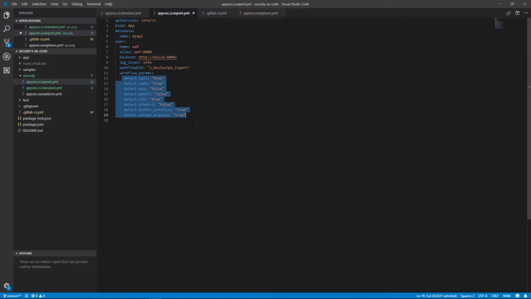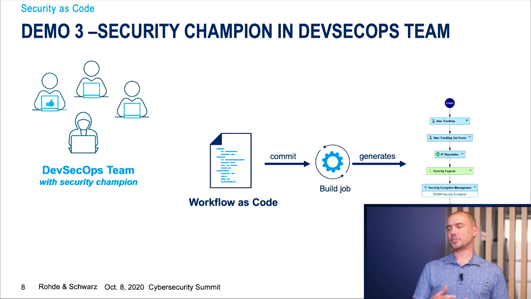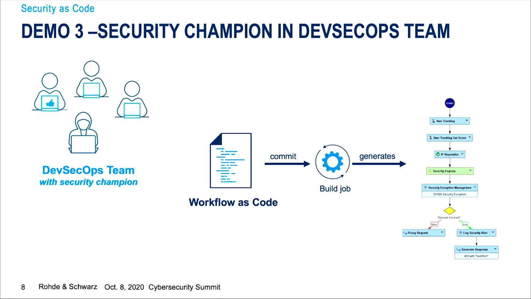So we have seen how a security team can define standard configurations that can be reused by the DevSecOps teams and give the developers some autonomy on security. In the last demonstration, we have a security champion in the DevSecOps team. As a security champion, you don't want to connect to any product GUI to make configuration. You just want to use the same facilities as the developers.